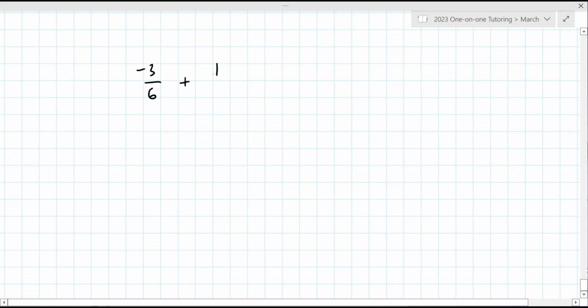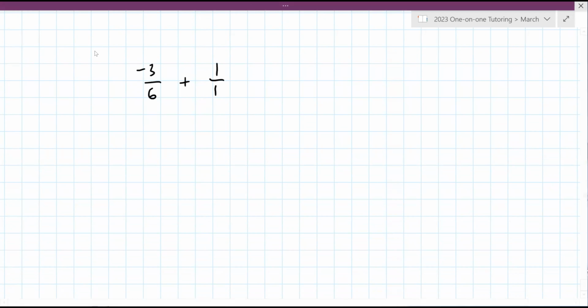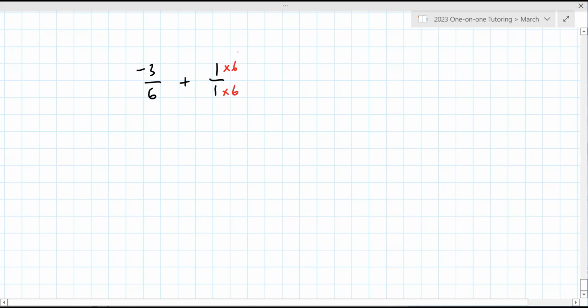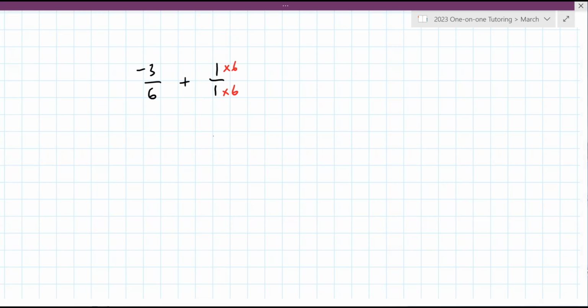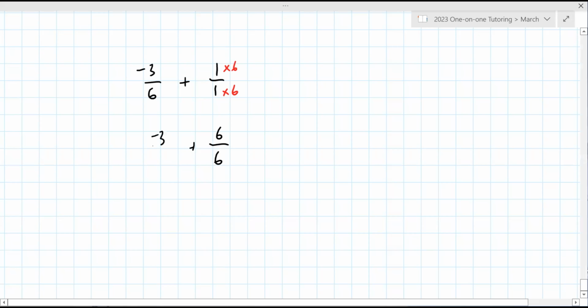So the last type of problem we're looking at here is something like -3 over 6 plus 1. And you have to make a common denominator. What would the common denominator be in this problem? It's the bottom number, so you want to make a common bottom of 6. So this one on the right becomes 6 over 6. Do you see that? Yeah. Because you can only add the fractions when the bottoms are the same.